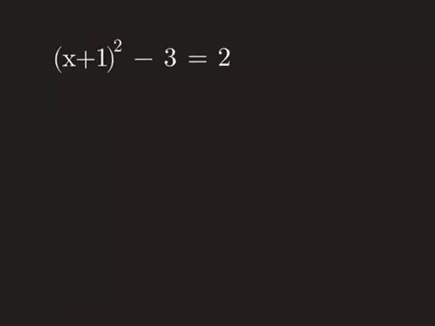So this last example is similar to the previous one. Notice that I have this quantity squared right here. So if I were to simply take the square root, I could cancel out that square. The problem this time is that this is not isolated. I have to get that by itself, which means I have to move this 3 over first. So I have x plus 1 quantity squared on the left, and on the right now I have 5.